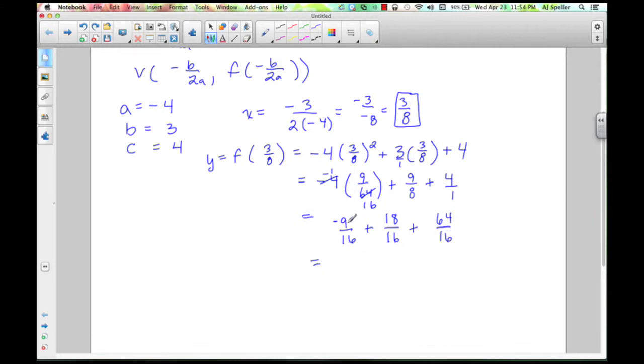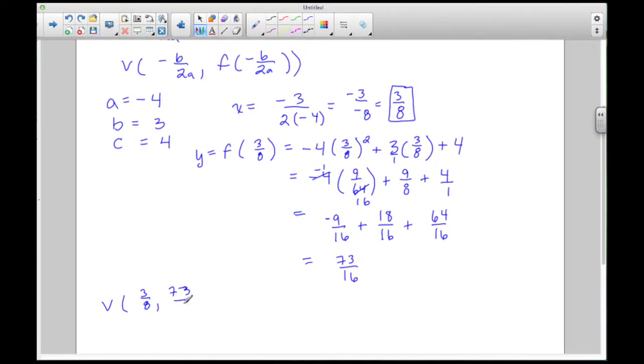Now to resolve this, negative 9 plus 18 gives me a value of 9. And then 64 plus 9 gives me a numerator of 73. And I keep my denominator of 16. So here I found I have a vertex where the x value is 3/8 and the y value is actually 73/16.